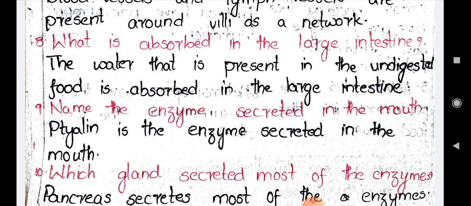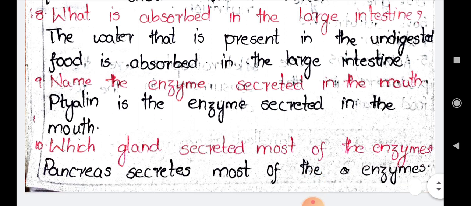Next question, name the enzyme secreted in the mouth. Before, we have seen that in the mouth or buccal cavity we have the salivary glands. The salivary glands will secrete the enzyme called ptyalin, or the other name of ptyalin is salivary amylase. That will be secreted in the mouth by the salivary glands. So the answer is ptyalin.